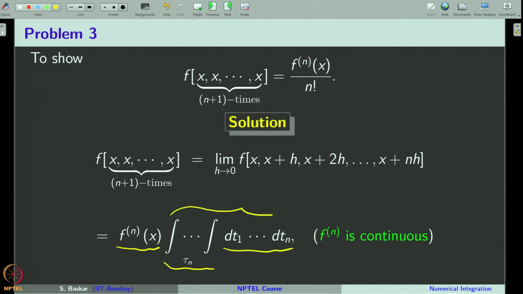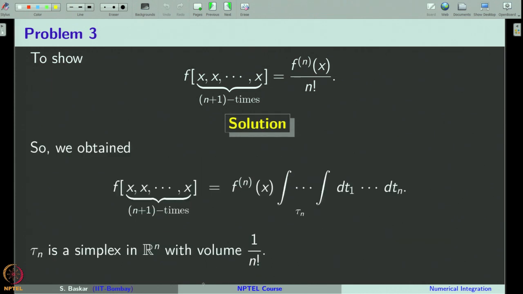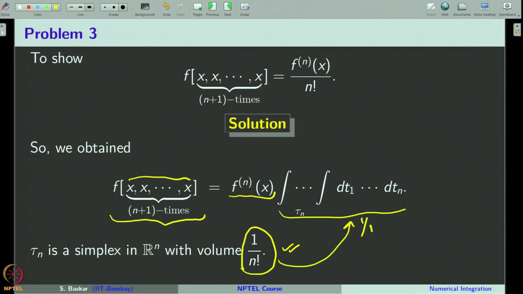Now, you see, this is the volume integral. And what is the volume of tau n? You can see that tau n is a simplex in R^n, and its volume is given by 1 by n factorial. So, this result is familiar to us from our multivariable calculus course, and therefore, you can see that the nth order divided difference with repeated nodes is actually equal to the nth derivative of f evaluated at x times 1 by n factorial. Okay? So, that is what is given here, f^(n) of x divided by n factorial. So, this completes the proof of problem number 3.